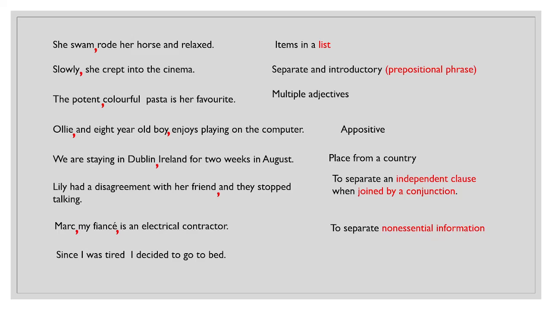Since I was tired, I decided to go to bed. Since I was tired is a dependent clause. I decided to go to bed. So because since I was tired is dependent and comes first, the comma is needed. I decided to go to bed since I was tired. That would make sense on its own. There'd be no need for a comma.